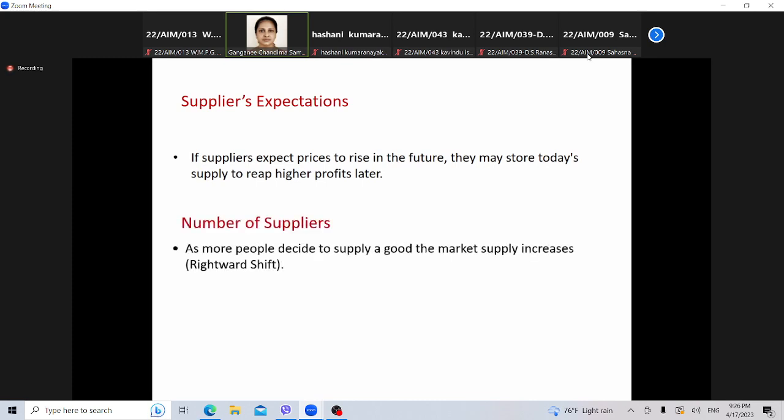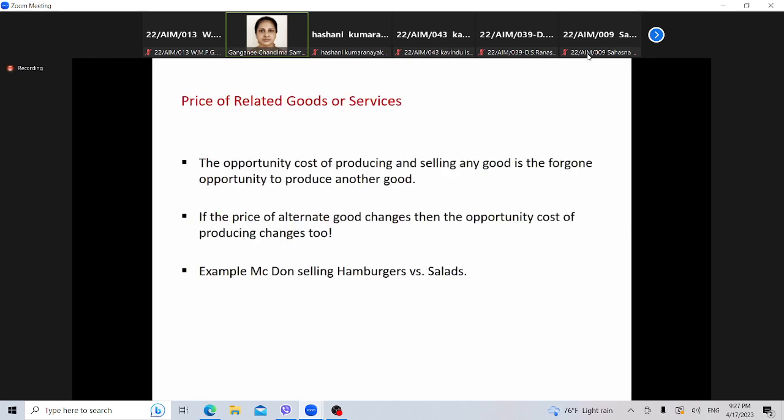So next, the number of suppliers affects the quantity supplied. If more people decide to supply a good, the market supply increases. If more producers are producing, that means automatically supply increases. That means a rightward shift in the supply curve.